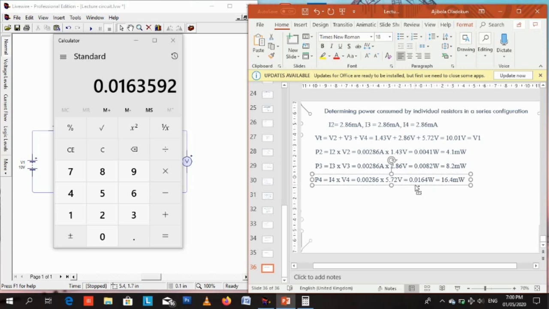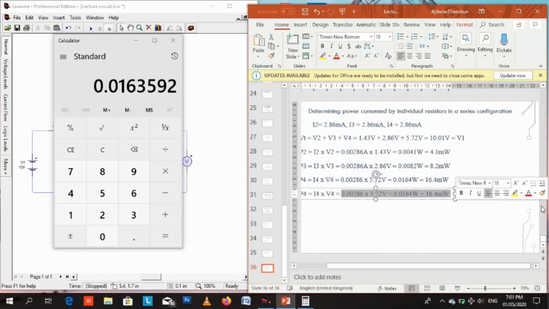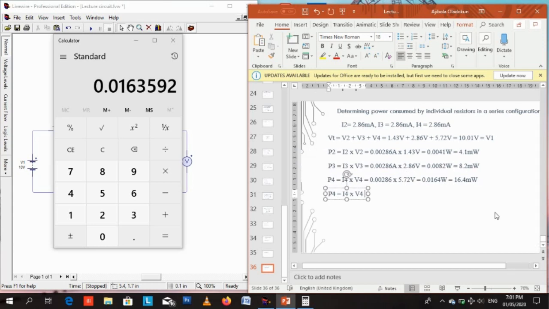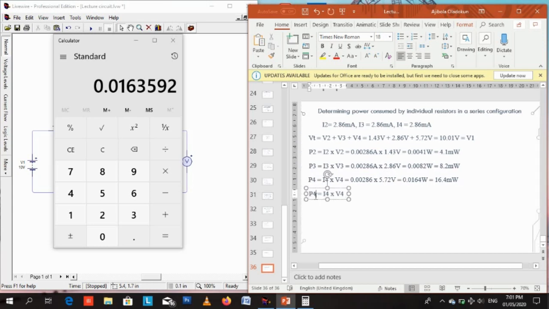So that's that. We've obtained the power consumed by each of the loads or resistors in series. We numbered our resistors starting from R2. We could have started from R1, but for aesthetic reasons I just decided to start with R2. So R2, R3, R4, we have our three resistors, and the power consumed by them will be P2, P3, P4 accordingly.